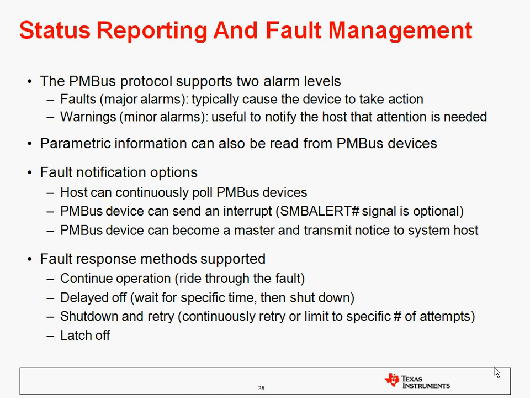This is required in an I2C system where there's no alert line, but the more popular method is to use the alert signal to send the host an interrupt, and then the PMBus device will go and service that fault and figure out whether it is a major, a minor, whether to keep going or whether to latch off or retry. There are many different fault response methods that are supported, and so depending on the type of fault, you can write algorithms to service them in different ways.